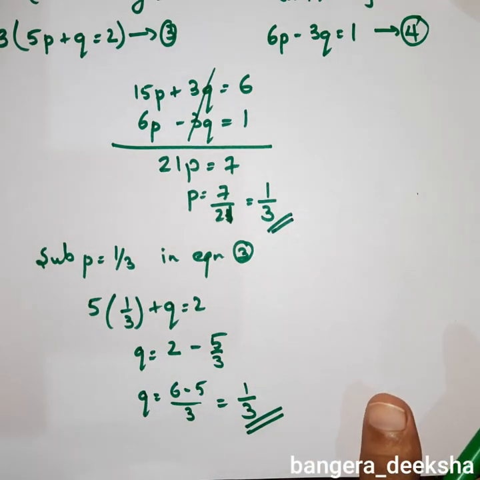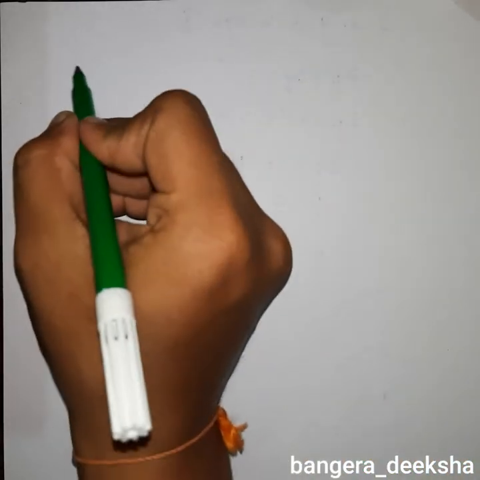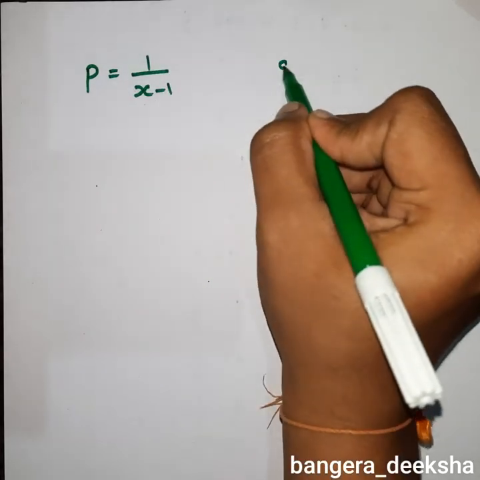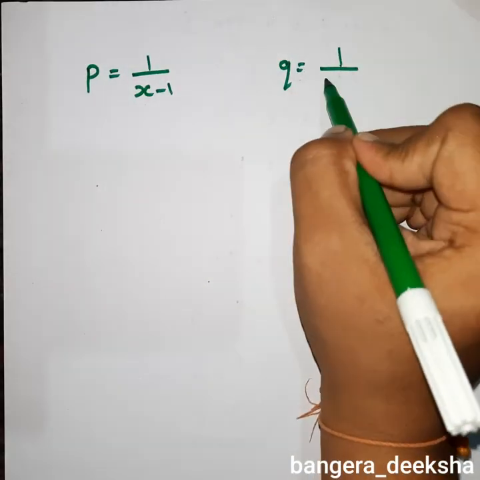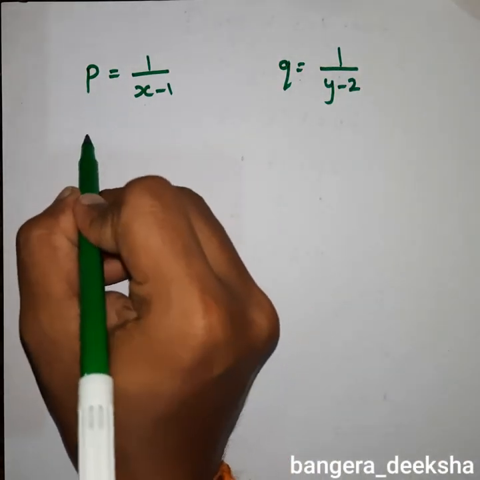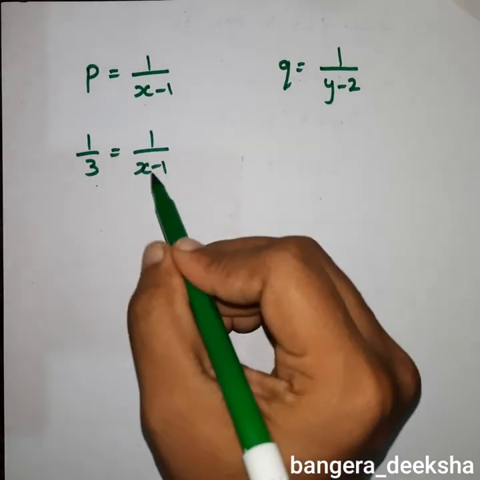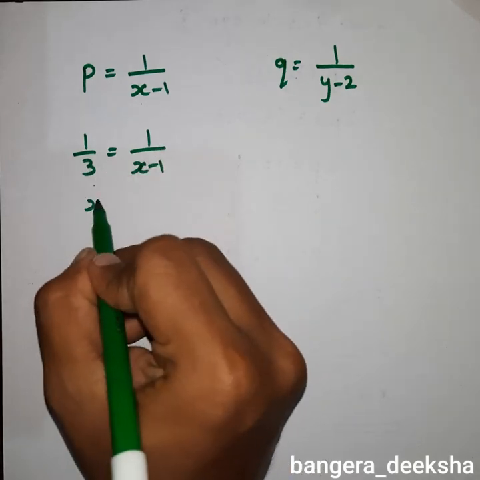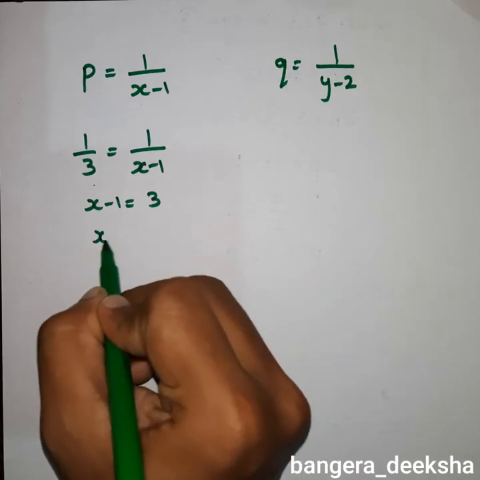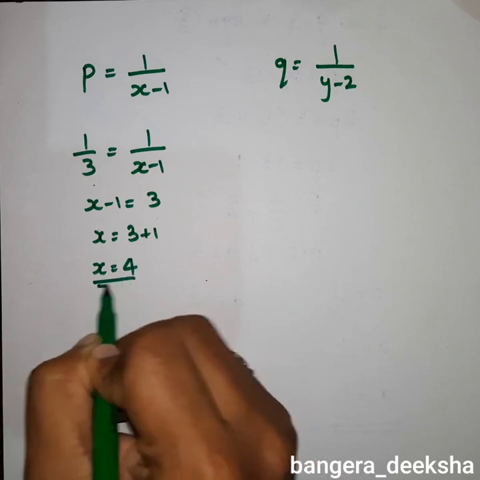Now we'll substitute this in our actual value what we have taken. So that was p is equal to 1 divided by x minus 1 and q is equal to 1 divided by y minus 2. So p value we got as 1 by 3, which is equal to 1 divided by x minus 1. So cross multiplying, you will get x minus 1 is equal to 3. Minus 1 other side addition, x is equal to 3 plus 1. X is equal to 4.